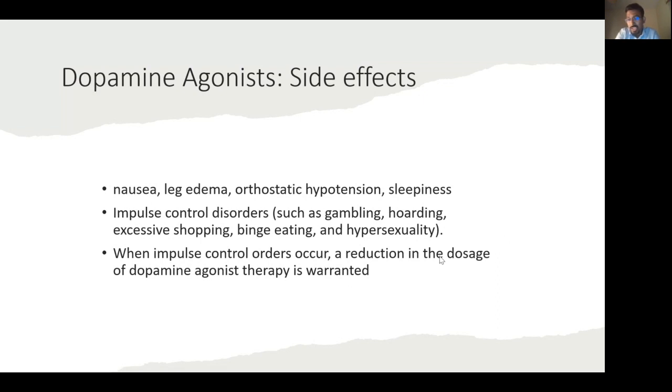If we see a little sign of an impulse control disorder, it's not that we need to reduce the dose of dopamine right away. But if it is affecting daily activities, depending on how much the patient is bothered, then we need to think of reducing the dose of the dopamine agonist. But as you can understand, it will come at the cost of losing control over the Parkinson's symptoms themselves.